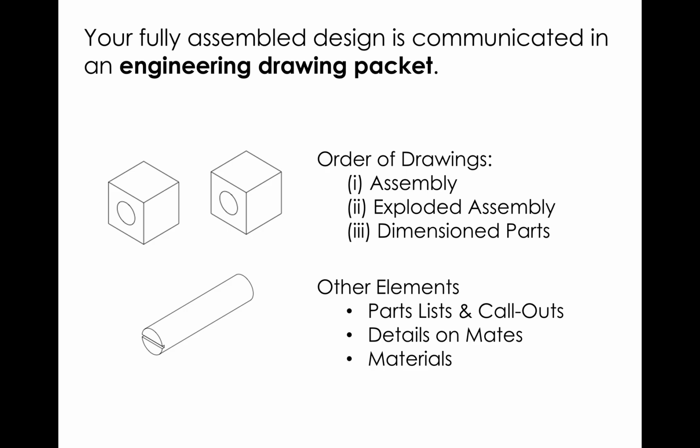These are the elements that we'll be looking for in your engineering drawing packets, and that you should look for in other people's engineering drawing packets: part lists and callouts, details on any mates, and making sure that things like materials are specified in the title block. So let's run through this real quick.